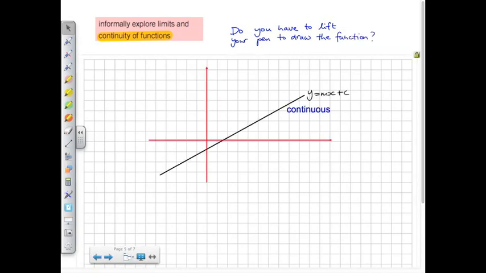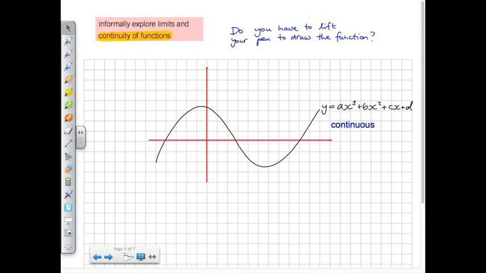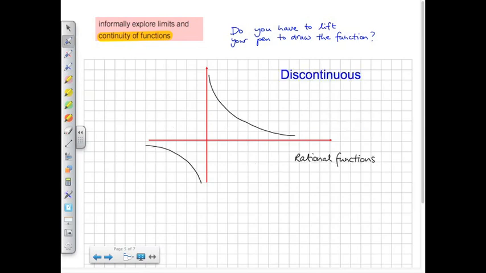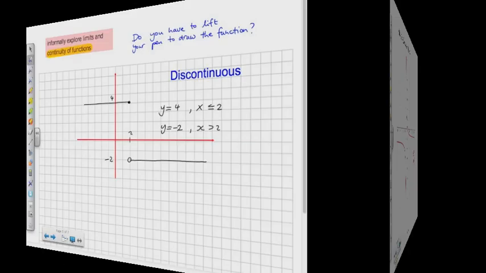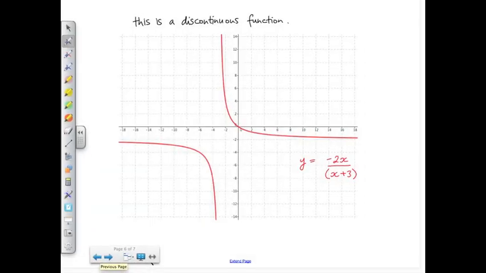For instance, a straight line y equals mx plus c is continuous, or a cubic function is continuous. You don't have to lift the pen. But this rational function is discontinuous. You'd have to lift the pen to draw it. Here is an example of a discontinuous function. It's a rational function: y is equal to minus 2x over x plus 3.